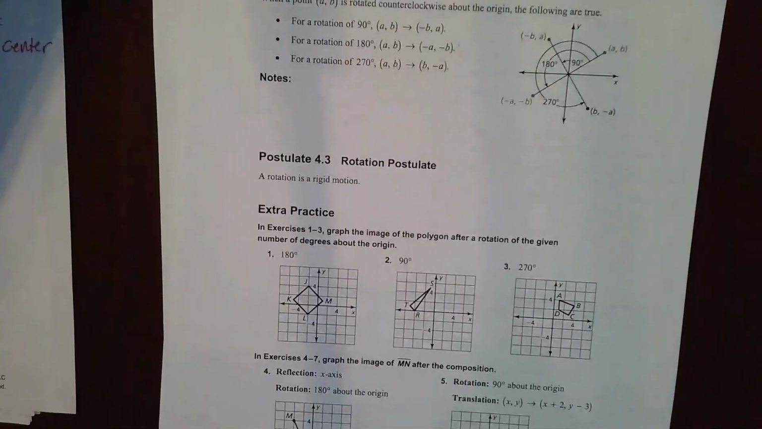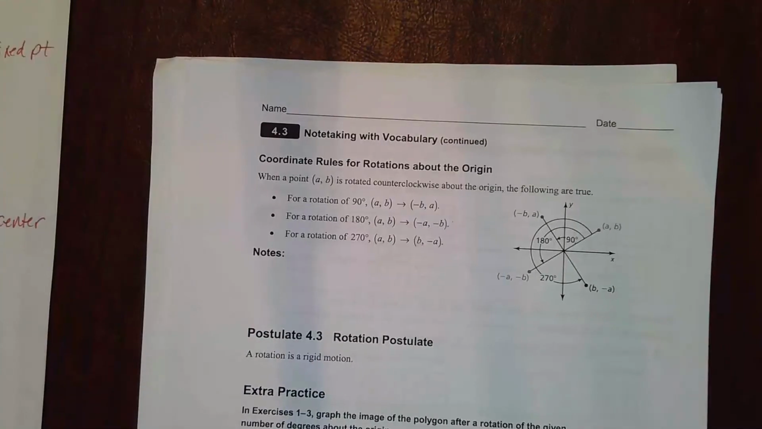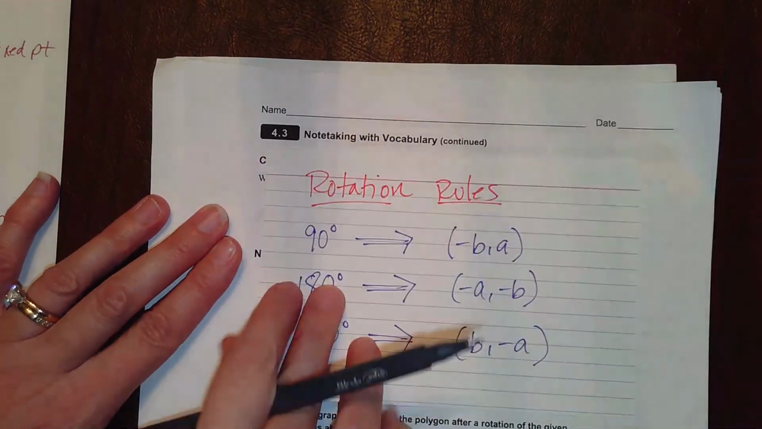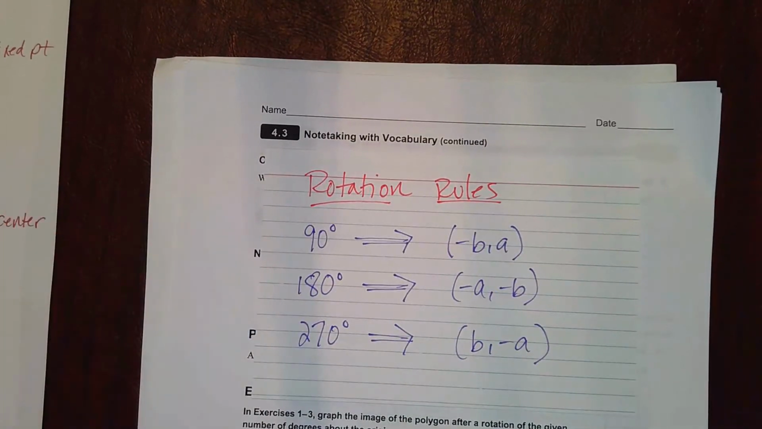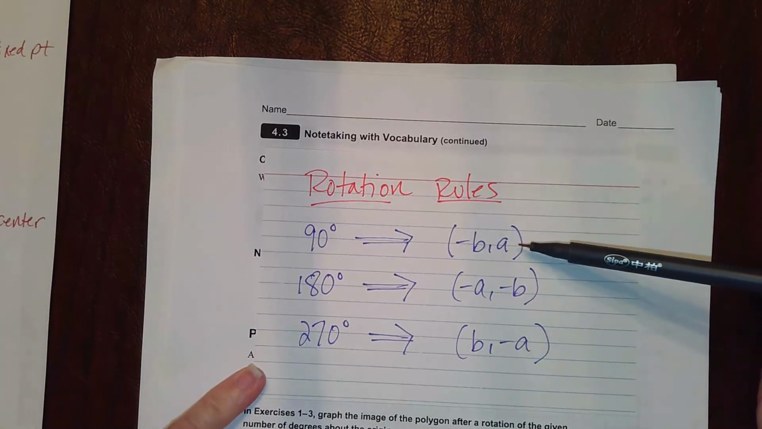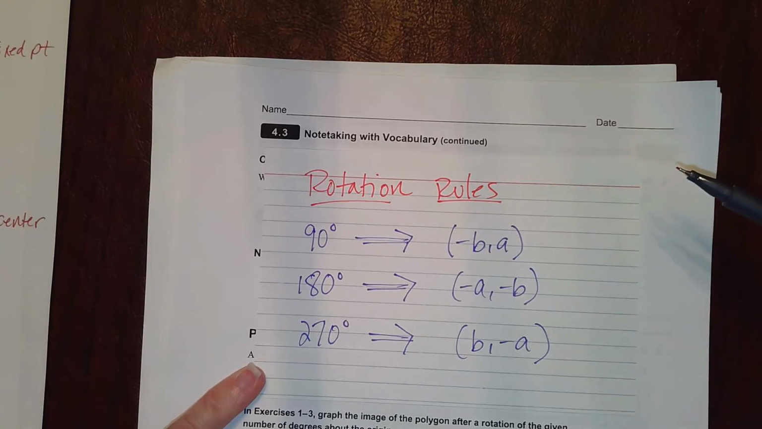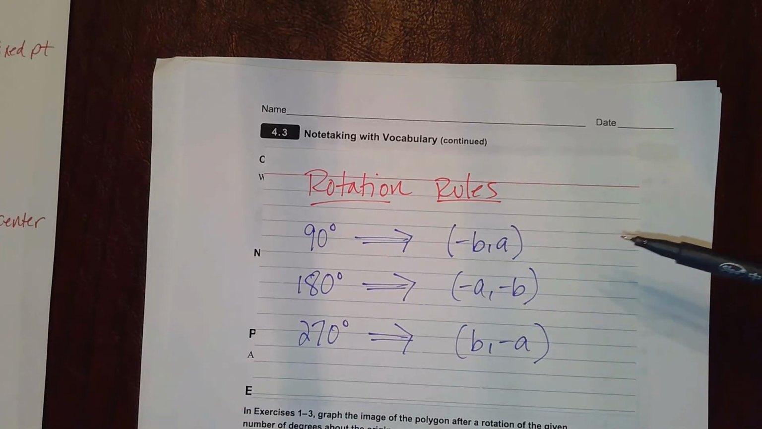All right, I want you to turn to page 105. We're going to grab the note card that we started the other day when we talked about reflections. These are my reflection rules, and now we're going to add on rotation rules. We're going to talk about how to rotate a figure 90 degrees, 180 degrees, and 270 degrees. We're going to look at our coordinate points, our x values and our y values, and we're calling them a's and b's, to be consistent with the last time we talked about that.